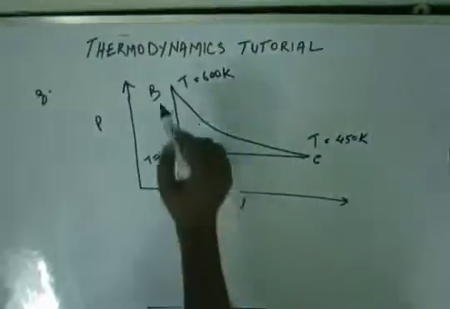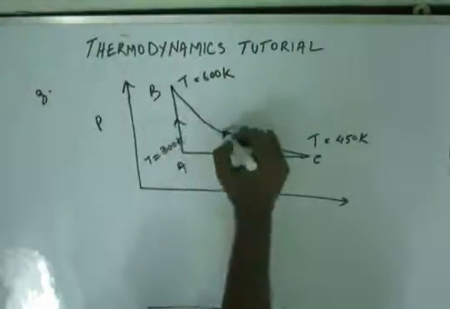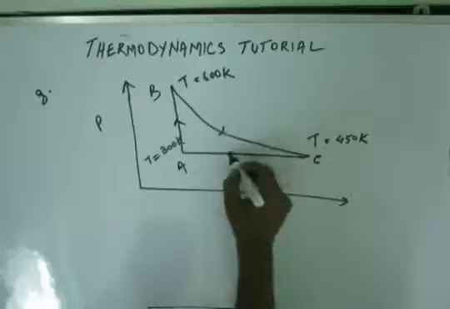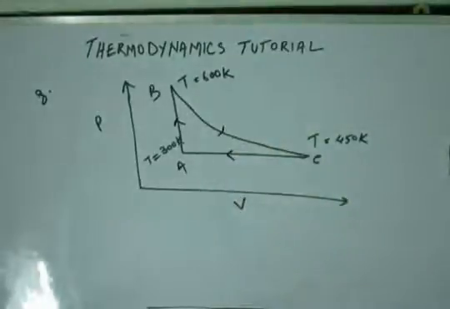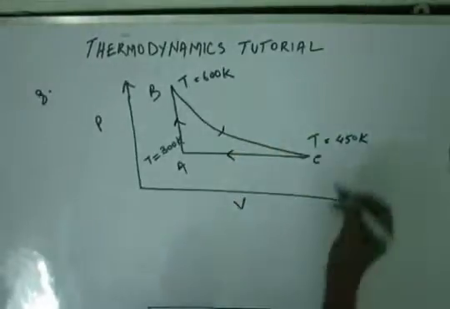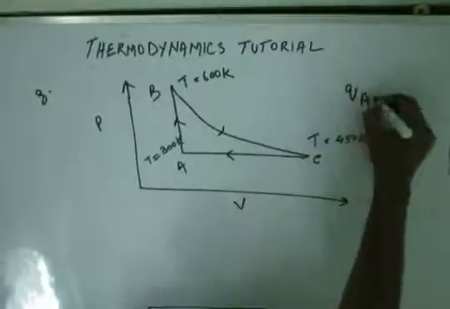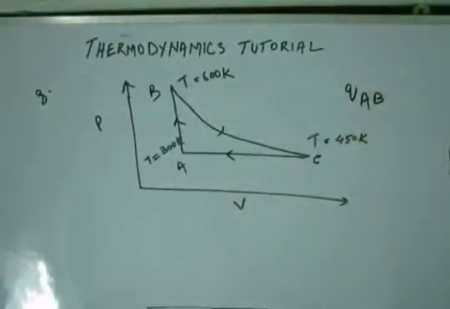This is the process AB, and suppose the cycle goes in a clockwise manner like this. So what you have to find? You have to find Q_AB. What amount of heat has been exchanged in the process AB? So we have to find the amount of heat exchange in the process AB.